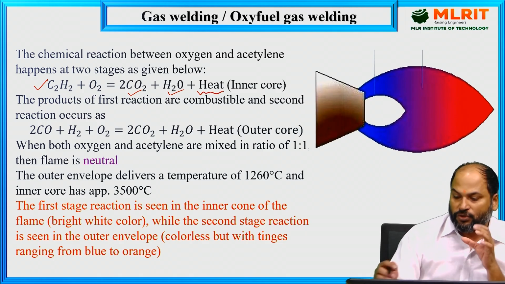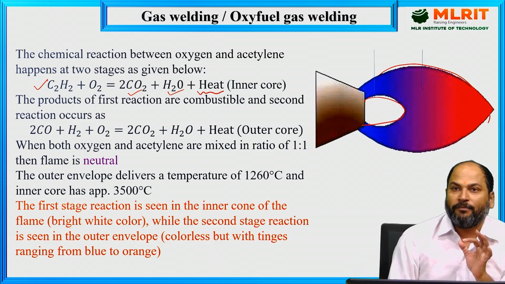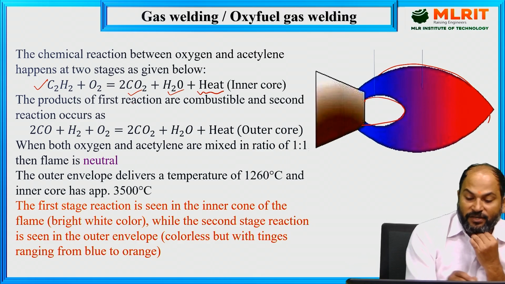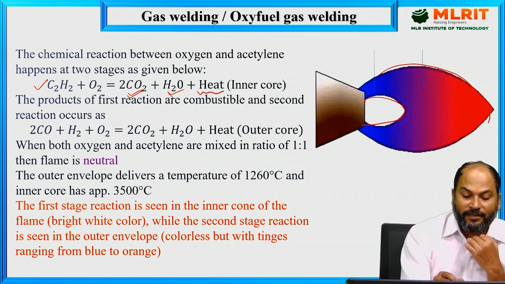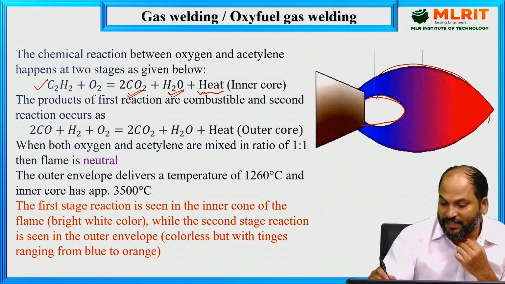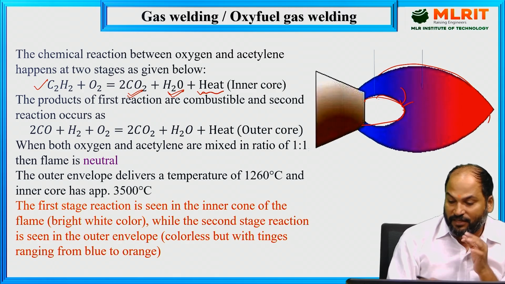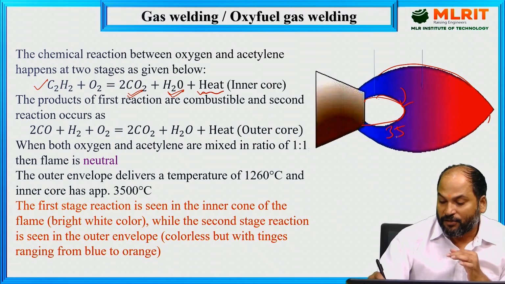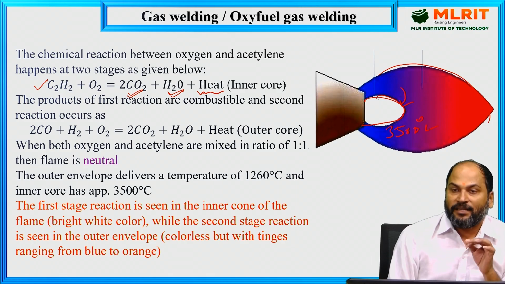So two cores, these flames will be there. This is known as the outer and this is known as the inner. The temperature of these two will be completely different. Where this first reaction is happening, that is C2H2 reacting with the oxygen, it's forming CO2 and H2O. Heat is produced, and this is at the inner core, and its temperature is very high. Very high means approximately 3500 degrees centigrade. It's very high at the inner core.